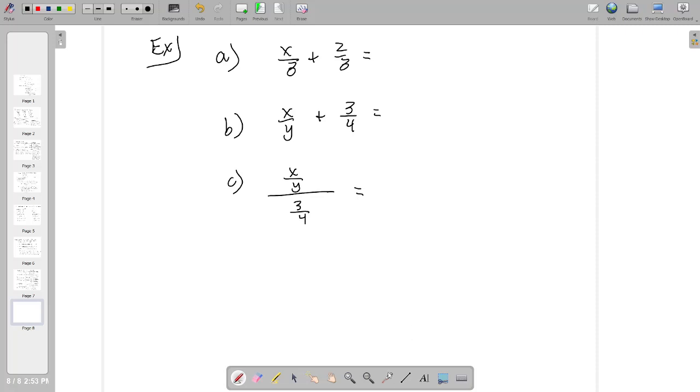Well, this first one is pretty straightforward. We have a common denominator already. So all we do is add the numerators.